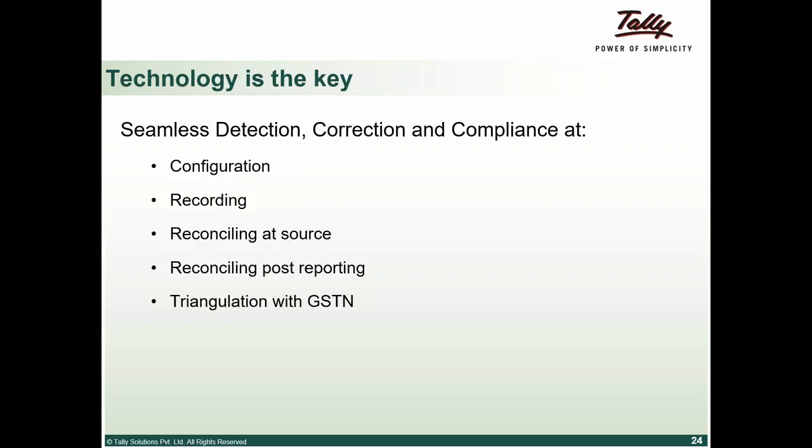Then the triangulation with the GSTN is basically the electronic cash ledger and the electronic credit ledger. We'll have to make sure that my values match. This is like the bank reconciliation that I'm doing, right? Currently I have my bank account in my books of account, and my banker has my account in his books of account. So we have this bank reconciliation in Tally. If you see, we have this auto bank reconciliation. What does this auto bank reconciliation do?